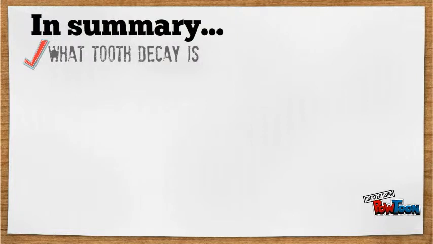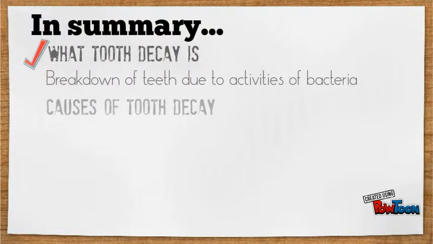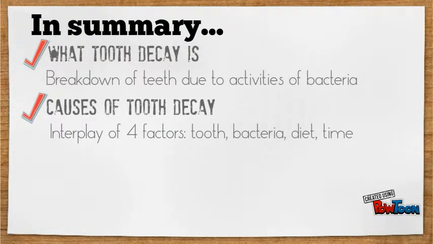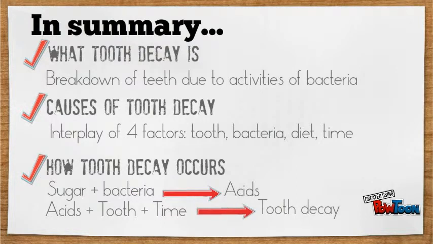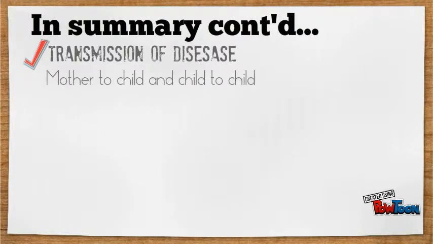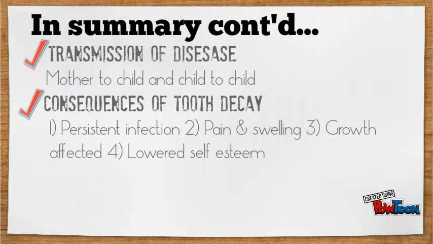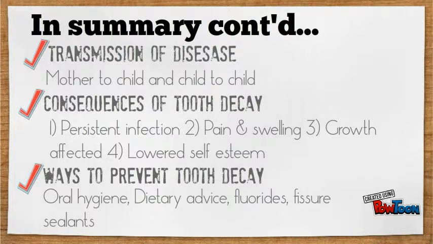To summarize, tooth decay is the breakdown of teeth due to bacterial activities and it involves four factors. Bacteria consume sugar forming acids which dissolve tooth structure and over time lead to tooth decay. It can be transmitted from mother to child or between children. Left untreated, it affects the overall well-being of the child. Therefore, prevention is important to limit its progression.